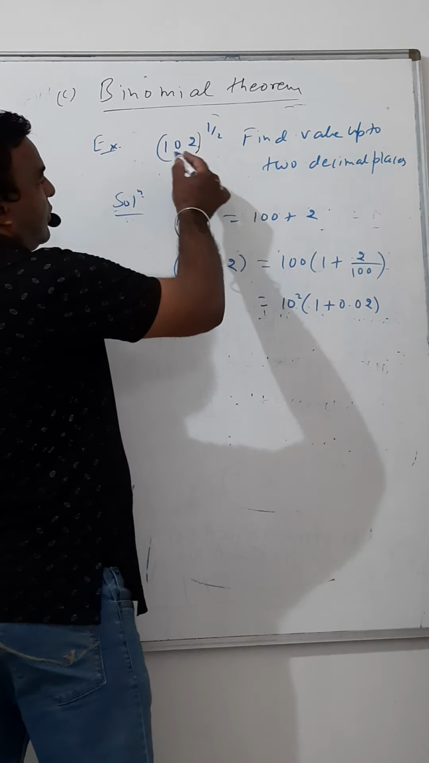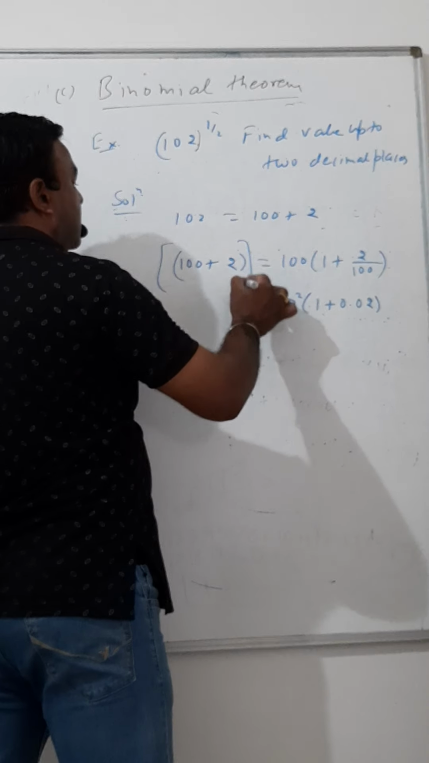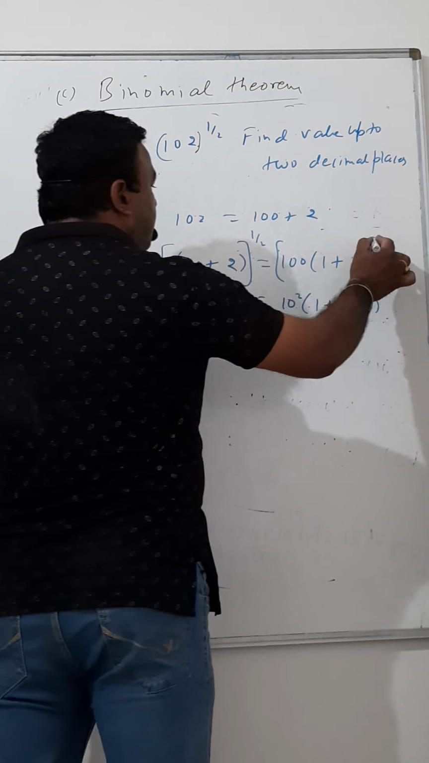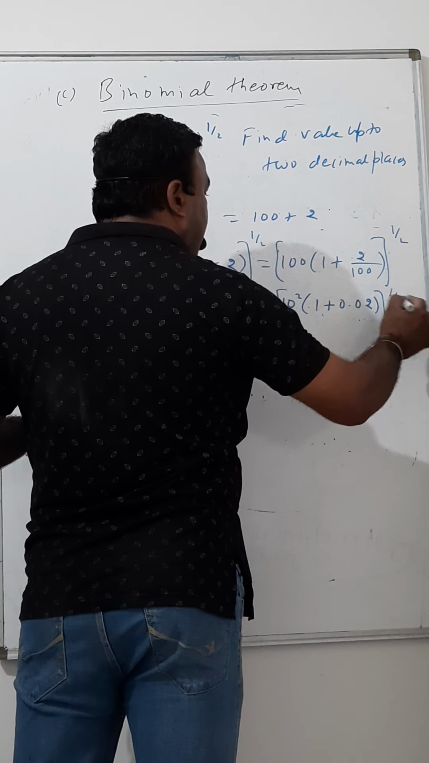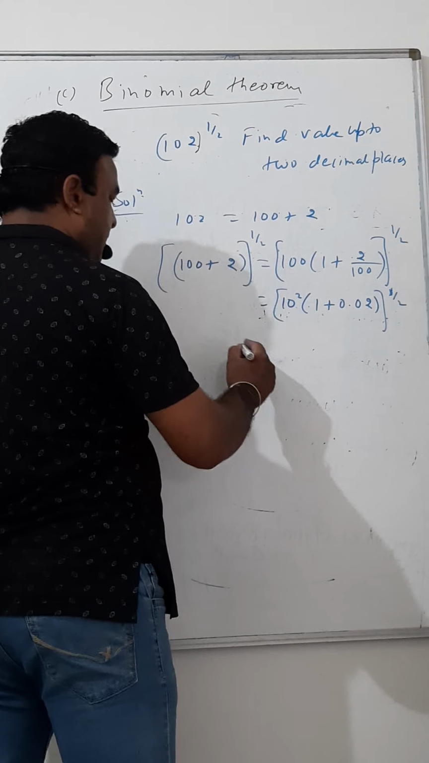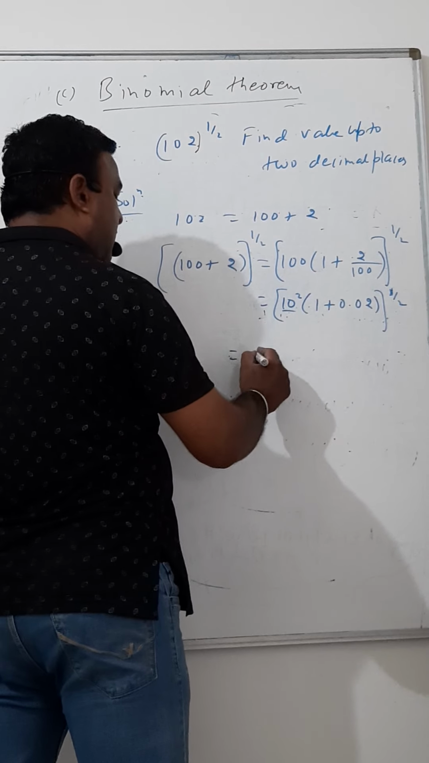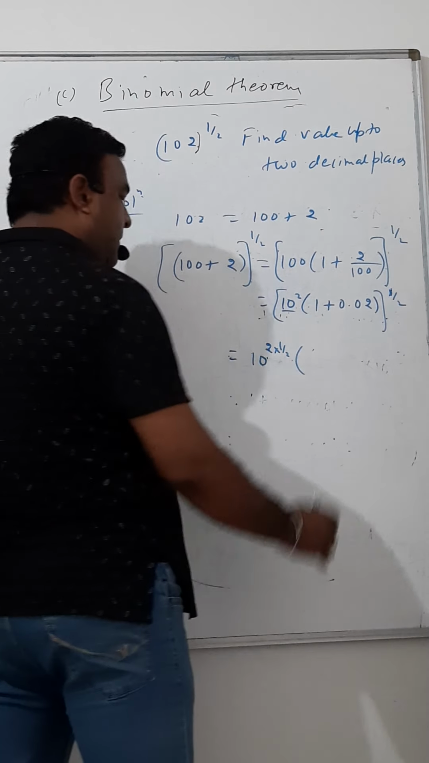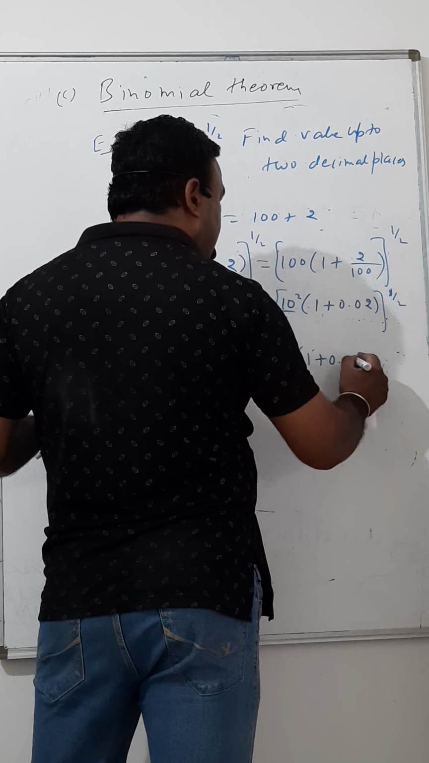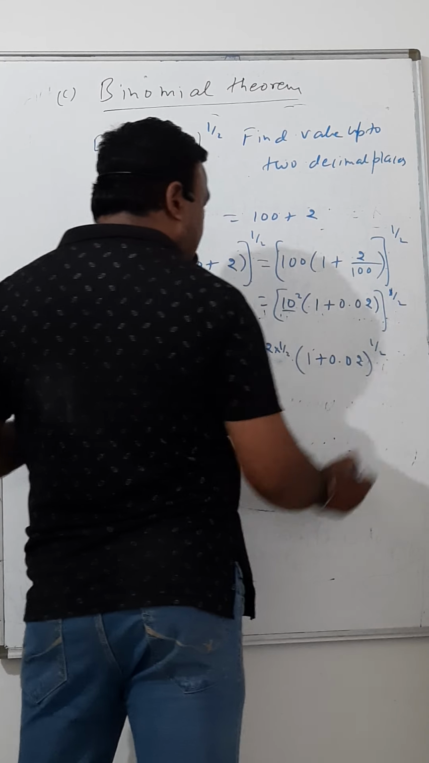Now, what is the actual question? Its whole power is 1 by 2. I put here power 1 by 2. Now 10 raised to the power 2 into power 1 by 2, times (1 + 0.02) power 1 by 2.